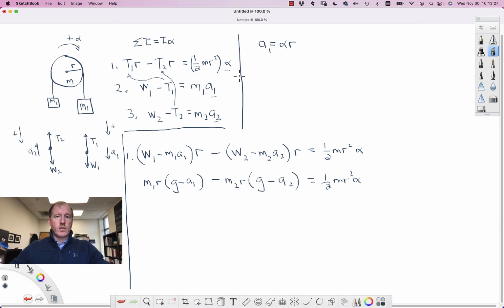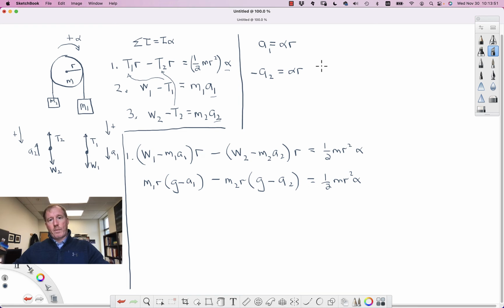What about a2? Well, you might say a2 also is equal to alpha times r, but we have to be a little bit careful, because when alpha is positive, a2 is going to be negative. So we're going to have to put a minus sign right here. So negative a2 is going to be equal to alpha times r. That way, when this is a positive number right here, this one will be a negative number.